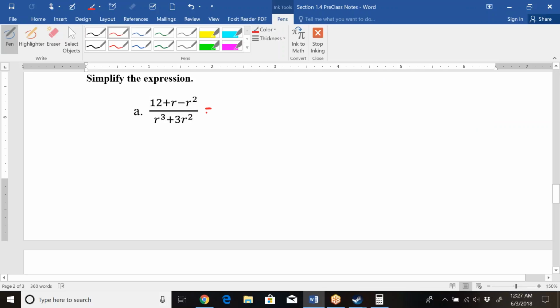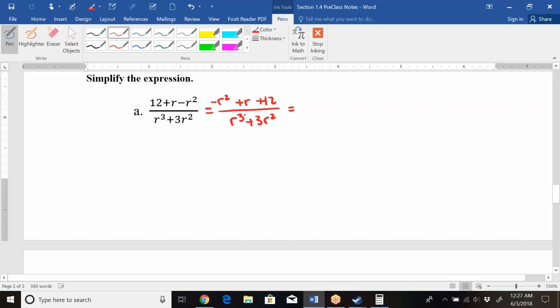Typically, you want your polynomials to be in descending order when you try to do this. So that means highest power down. So we actually need to reverse this. This is negative r squared plus r plus 12. We're just putting it in the order of descending order. The bottom is already in descending order.